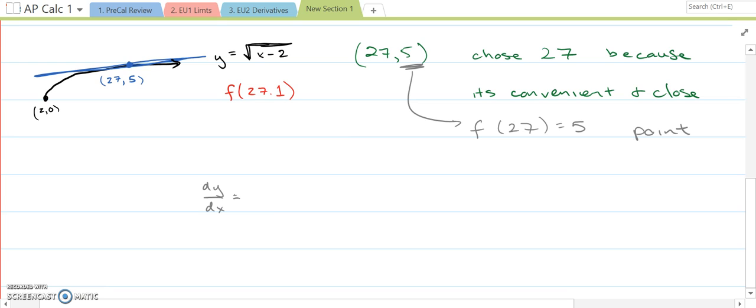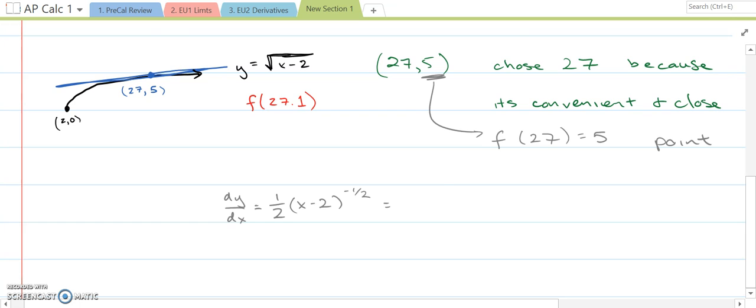dy/dx in this particular instance is 1/2 times (x minus 2) to the negative 1/2. Remember, that's because I changed it from a radical into an exponent. I took that exponent, moved it down to the front, reduced it by 1. I did the chain rule on this, which was just a 1. And so I ended up with that really complicated looking thing. I'm going to rewrite it this time with the radical.